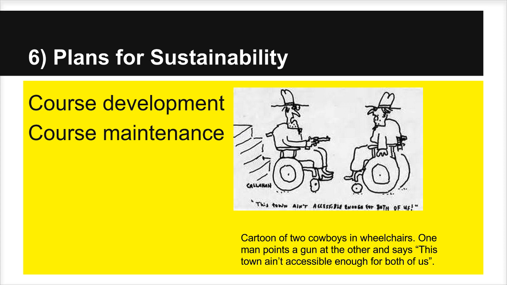Plans for sustainability: course development, course maintenance. Here's an image of two cowboys in wheelchairs. One man points a gun at the other and says, "This town ain't accessible enough for the both of us."